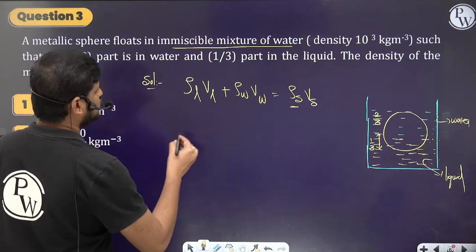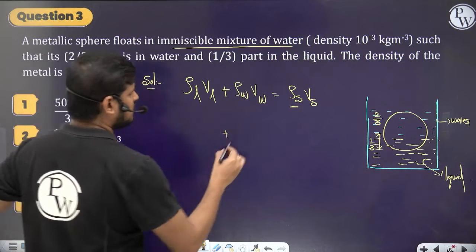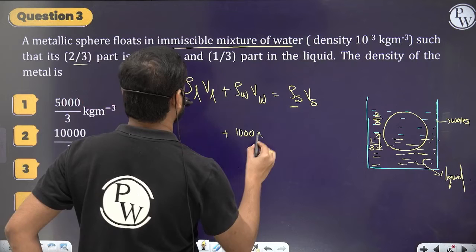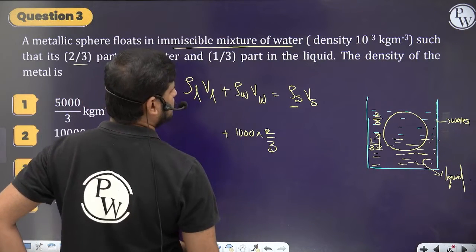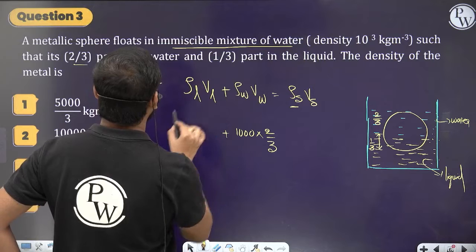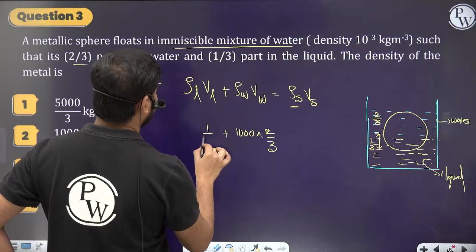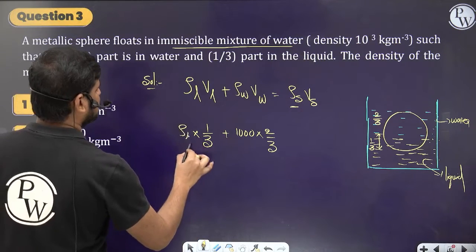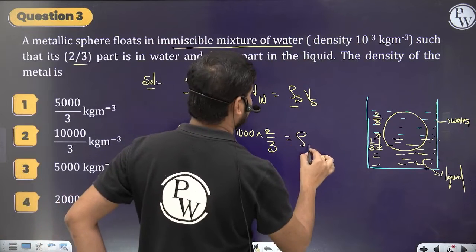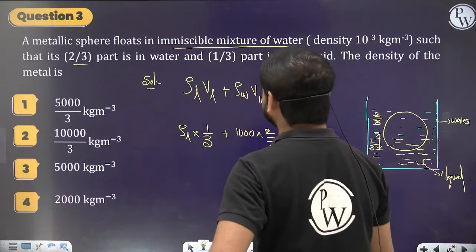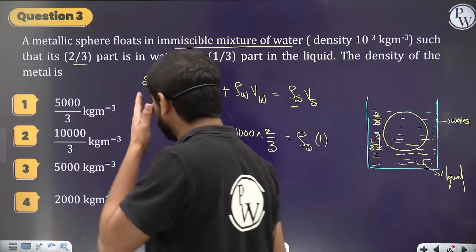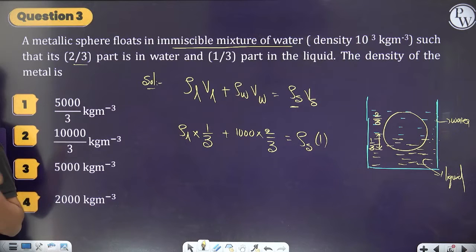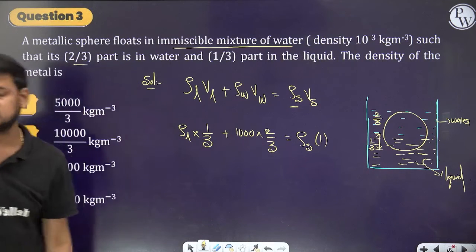See, what is the density of the water? 1000 into, what is the volume of the water? In water it is 2/3. And in the liquid, what is the volume of the liquid? 1/3 into, what is the density of the liquid? They did not give it. Is equal to, what is the density of the solid? We have to find it. And what is the volume of the solid? Let it be 2/3 plus 1/3, so I am considering it as 1. Now the only unknown we have here is rho s. So calculate for rho s now.